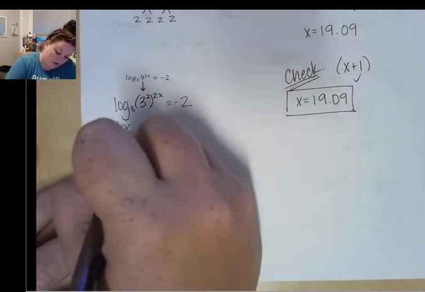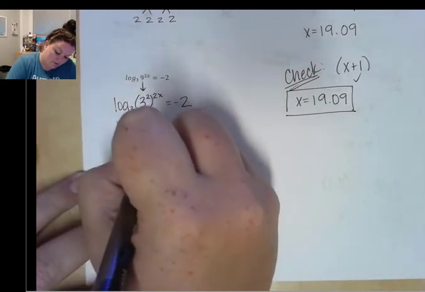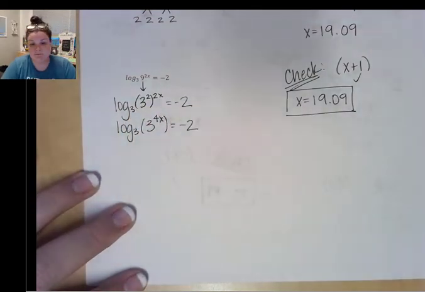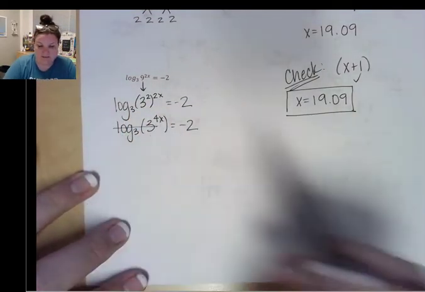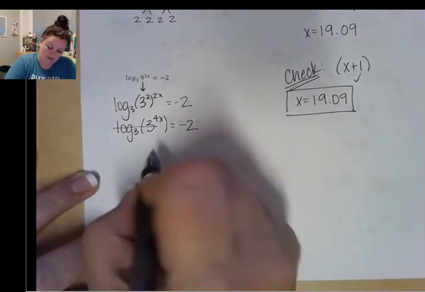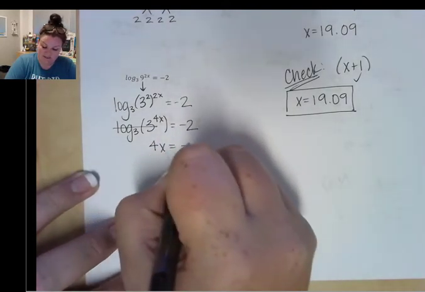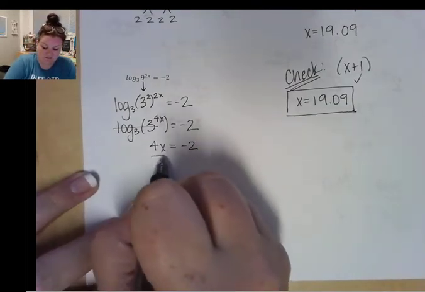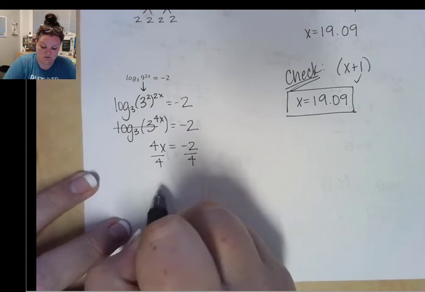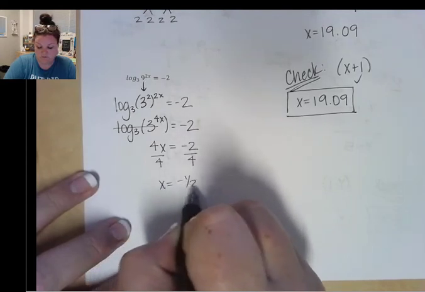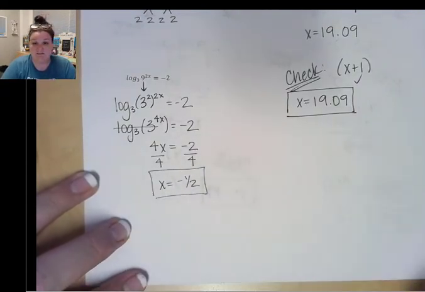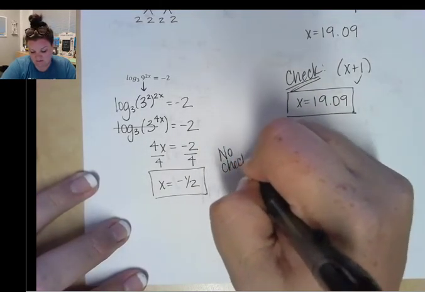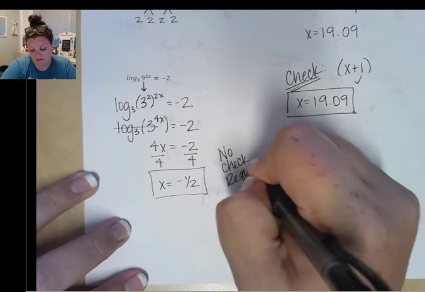So this gives me log base 3 of 3 to the 4x is equal to -2. And now I can go ahead and cancel log base 3 and 3, which means that 4x equals -2. And then to get my x all by itself, all I have to do is divide off that 4. So x equals -1/2. And again, I don't have to check it. I'm going to say no check required.